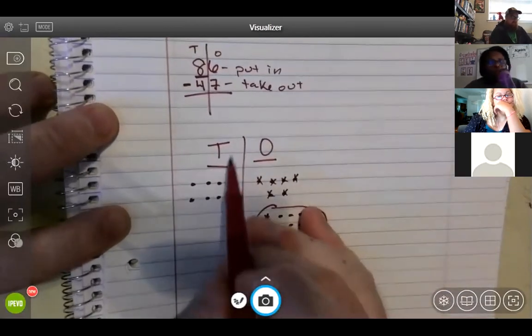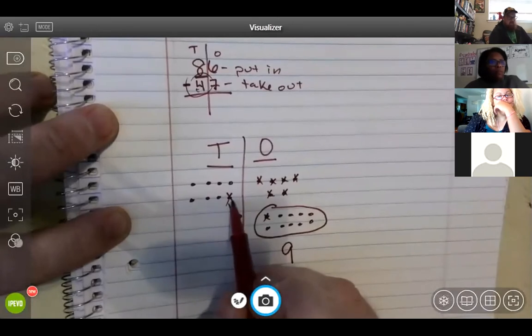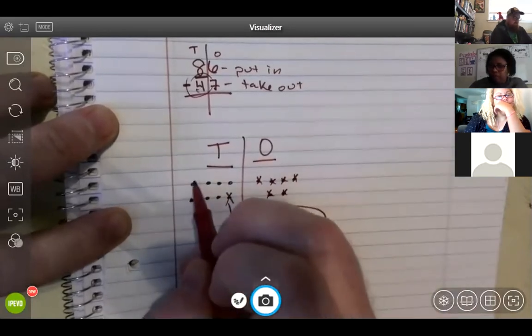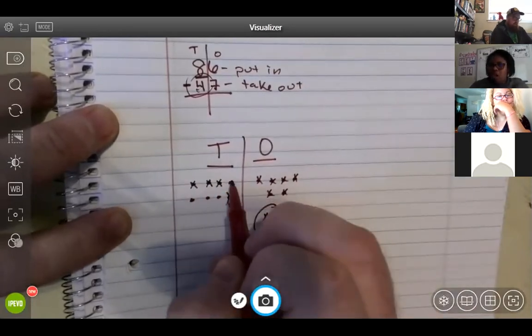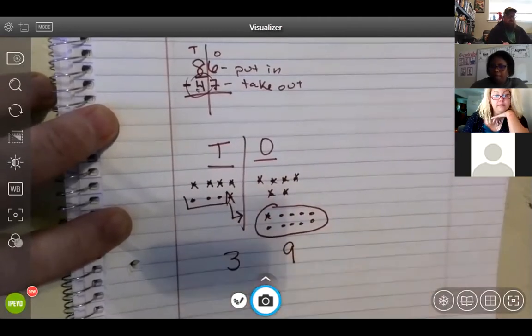Now we go to my tens place. I need to take out 4. So we don't count this one because that one's already gone. So 1, 2, 3, 4. We have 3 left over. So our answer would be 39.